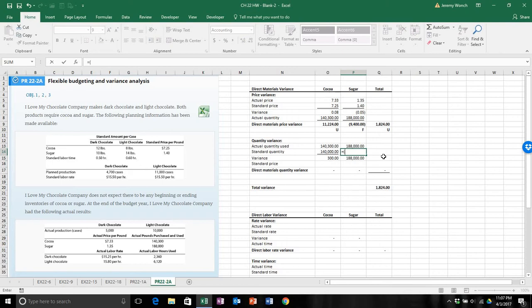And then for the sugar, same idea. So we have the 10 pounds times 5,000 and our 14 times our 10,000. So the standard quantity for the cocoa and the sugar was 140 and 190.